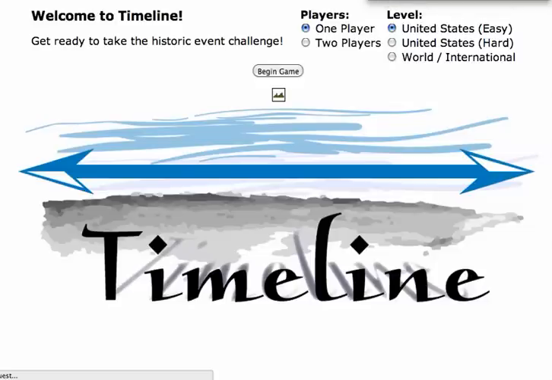The object is to rearrange the historical events to their correct places on the timeline. It is challenging for sure, but there are different levels of difficulty. You can do an easy level or a hard level. You can do U.S. history or you can do world history. You can also do one or two players.